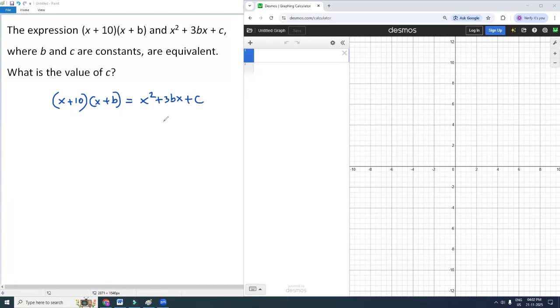Further, we can use Desmos to solve this problem. For that, we have to take this equation as input in Desmos. And my aim is not to get the graph of this equation. My aim is to get the value of the unknown constant c in this equation.